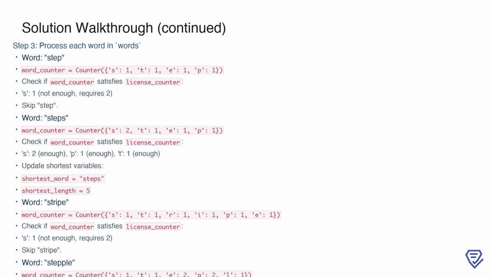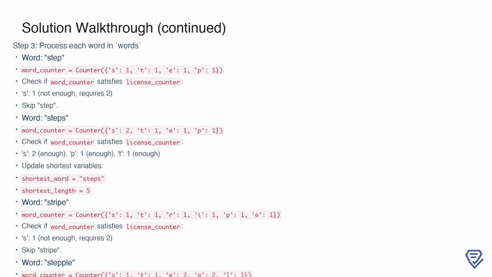Next, we look at steps. Its frequency count is Counter, s2, t1, e1, p1. This satisfies all the requirements of license_counter, it has 2 s, 1 p, and 1 t. So, we update our shortest variables, shortest_word becomes steps, and shortest_length is set to 5.